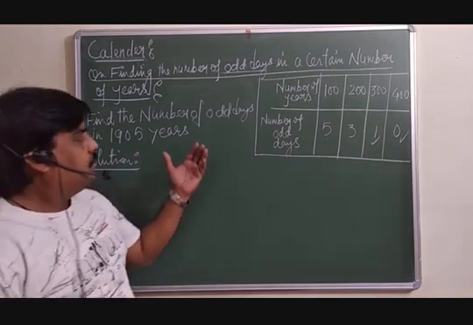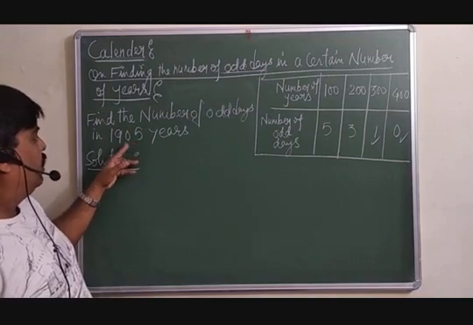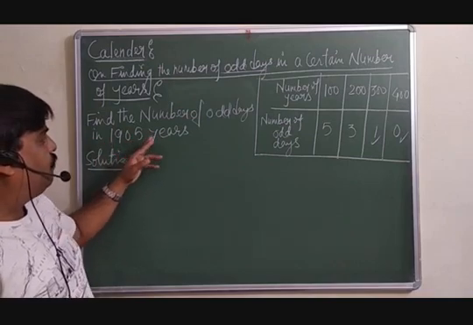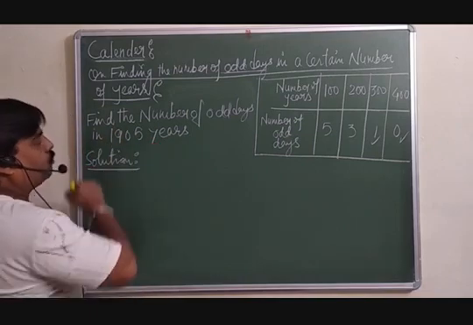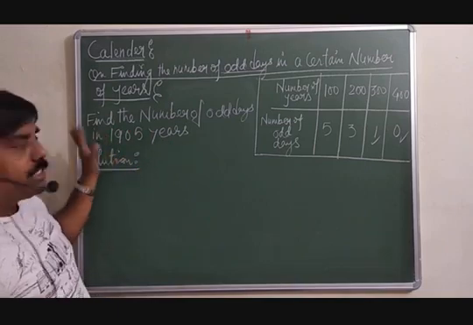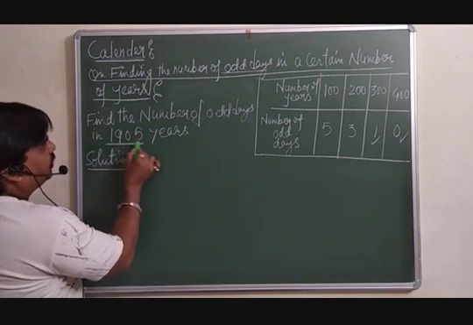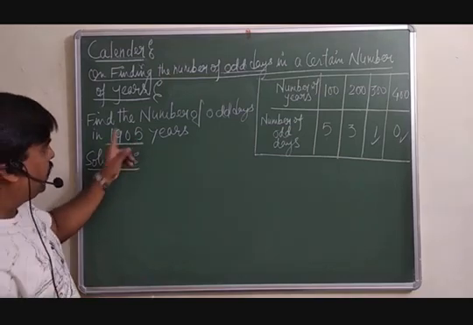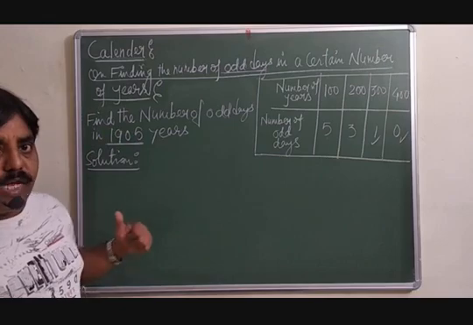Yes. Now the question is there. Find the number of odd days in 1905. Means 1905 years में how many odd days? कितने odd days होंगे? That you have to calculate. देखिए, the solution we will discuss here. Otherwise, answer is already we know, because here is the 1905. इस year में how many odd days will be there that you want to calculate is here.